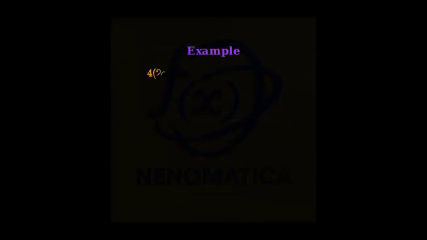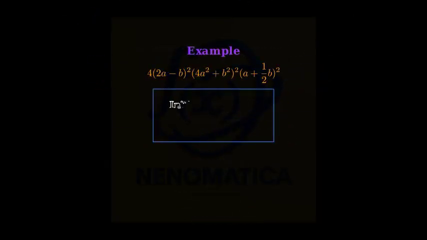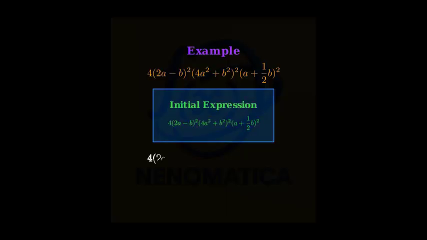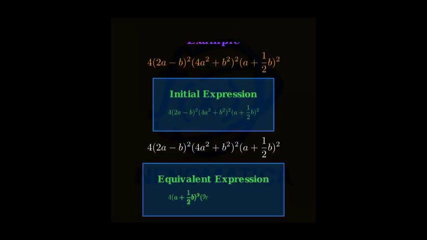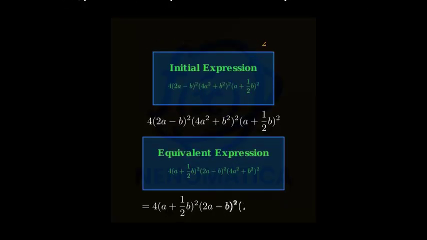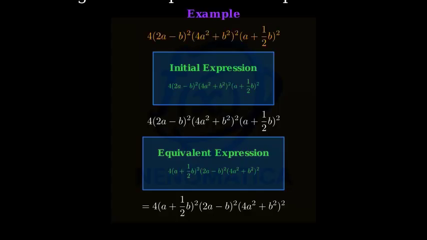Let's look at our example. We're going to solve this step by step. First, notice that our starting expression is 4 times (2a - b)² times (4a² + b²)² times (a + 1/2 b)². For our first step, we'll manipulate the term (a + 1/2 b)². We can rearrange this as 4 times (a + 1/2 b)² times (2a - b)² times (4a² + b²)².